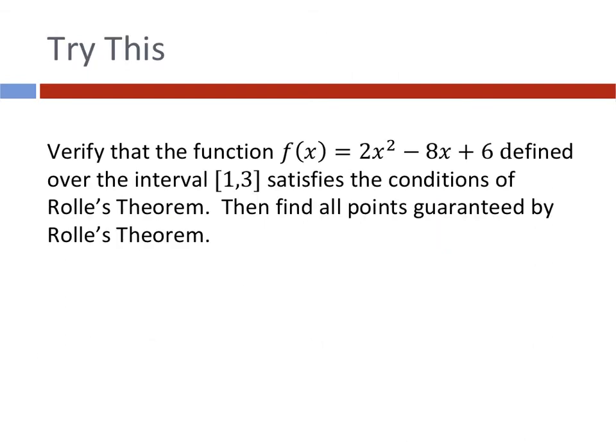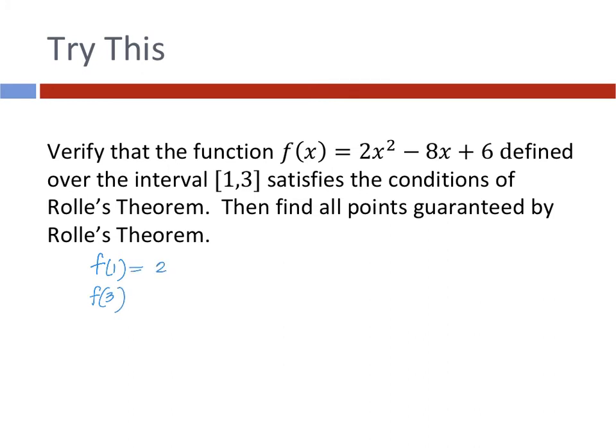All right, so here's an example. It says verify that the function f of x equals 2x squared minus 8x plus 6 over the interval from 1 to 3 satisfies the conditions of Rolle's theorem, and then find all points guaranteed by Rolle's theorem. So first off, let's see if it satisfies the conditions of Rolle's theorem. So we want to find f of 1, and we want to find f of 3, and we want to see if they are equal to one another.